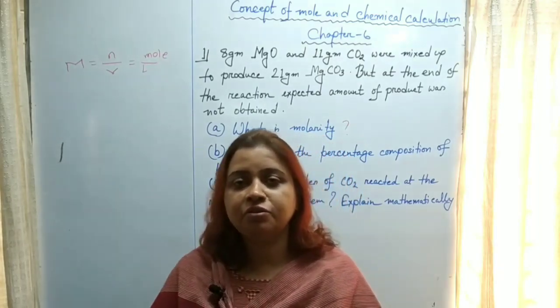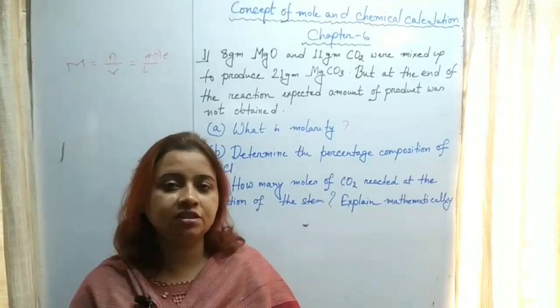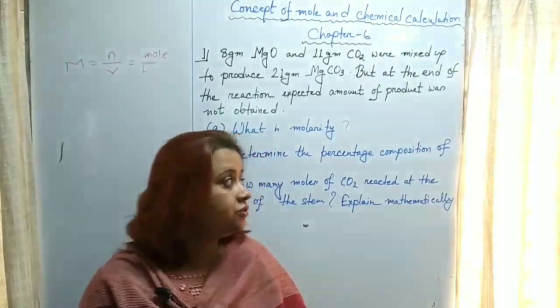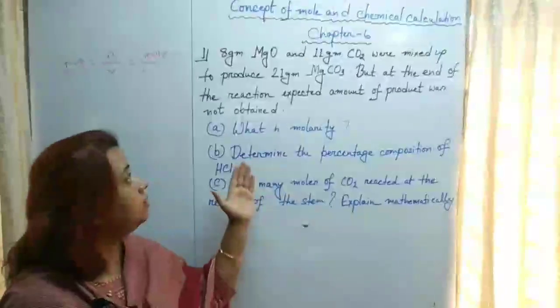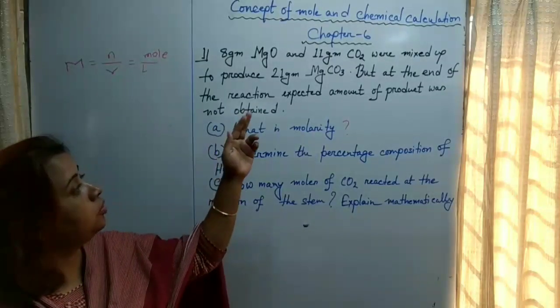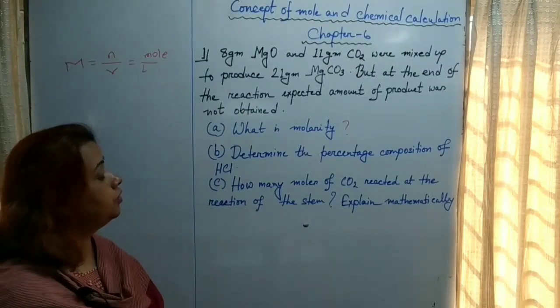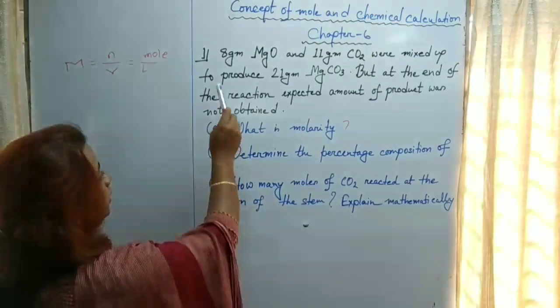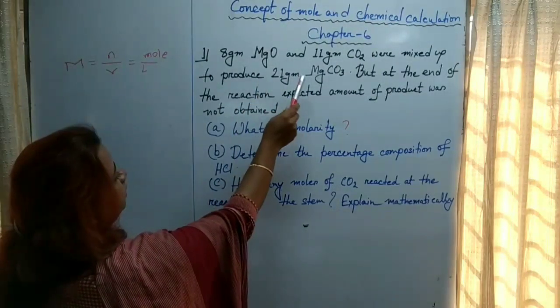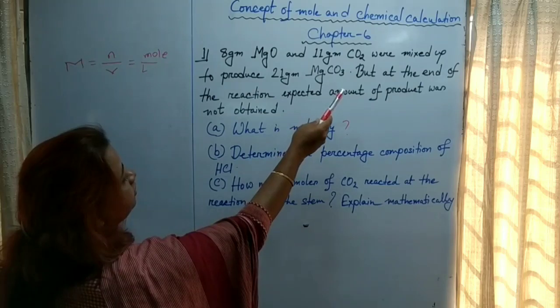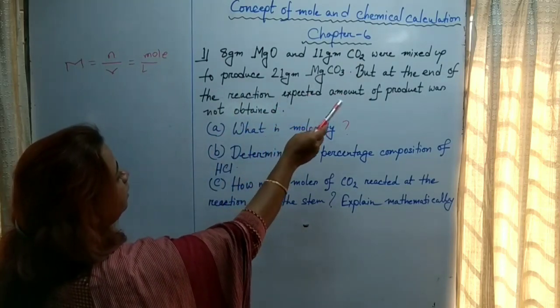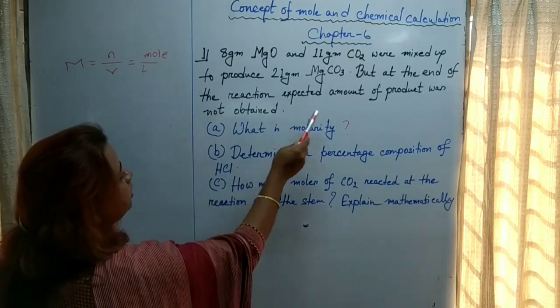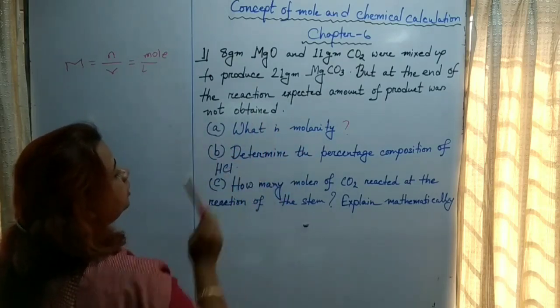I, Ritarani Guho, lecturer of chemistry, am today going to discuss two creative questions of chapter 6. The name of this chapter is Concept of Mole and Chemical Calculation. Question number 1. 8 gram magnesium oxide and 11 gram carbon dioxide were mixed up to produce 21 gram magnesium carbonate. But at the end of the reaction, the expected amount of product was not obtained.